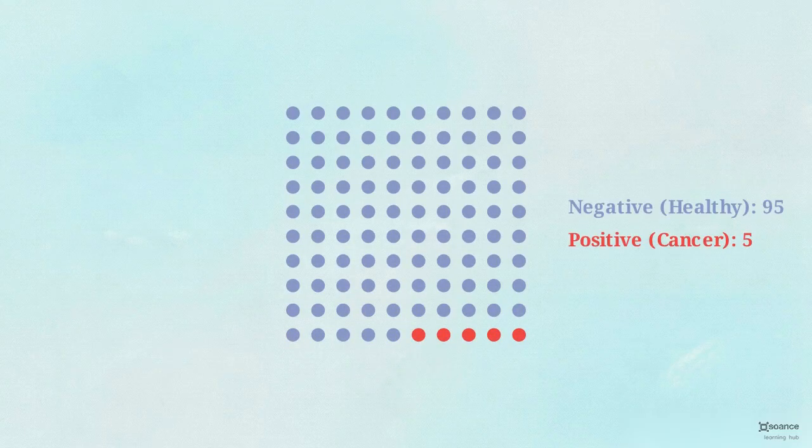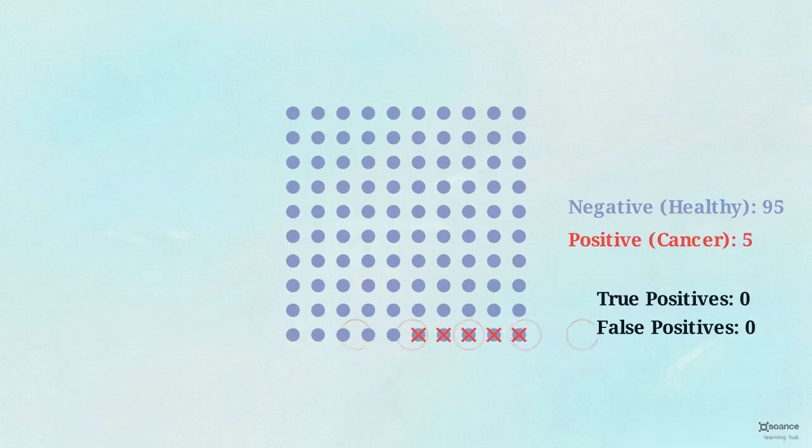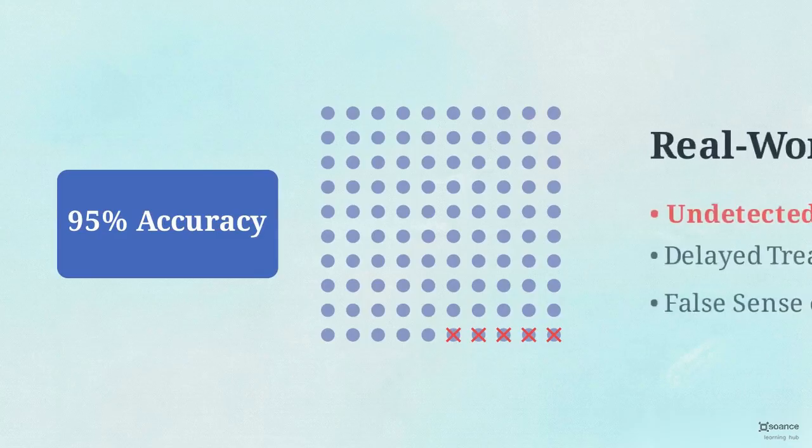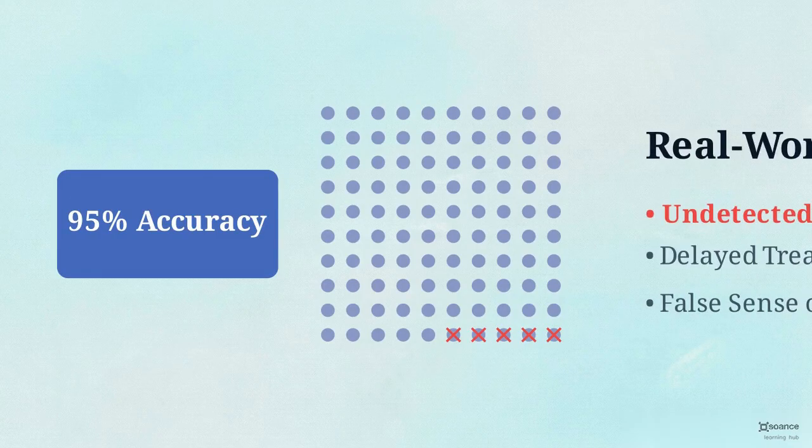Look at this visual scale showing a dataset of 100 mammograms. 95 are negative, and only 5 show actual positive cases of cancer. If you have a completely broken algorithm that simply classifies every single sample as negative, it logs 0 true positives and 0 false positives. It misses all the real cases. Yet, because the data is highly imbalanced, this completely useless model still achieves 95% accuracy.